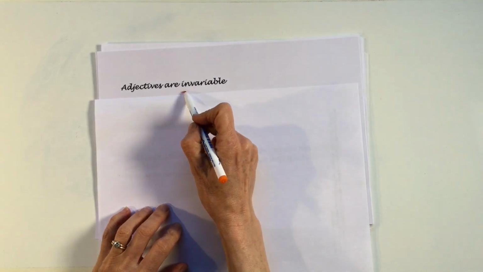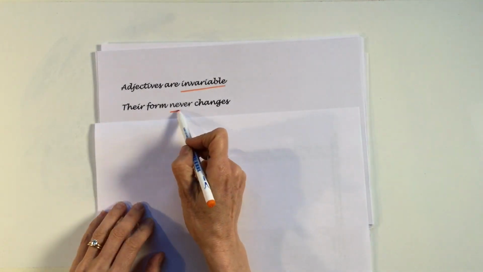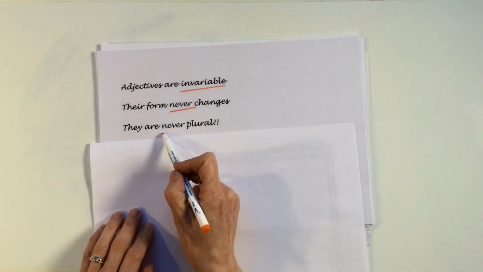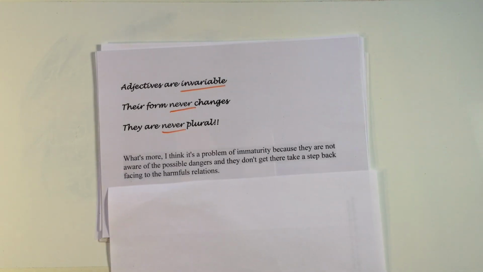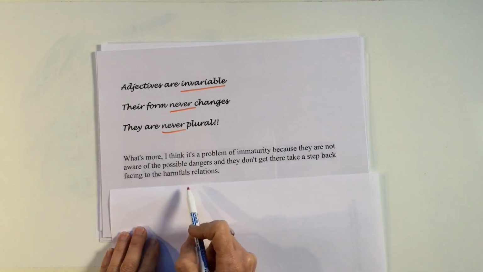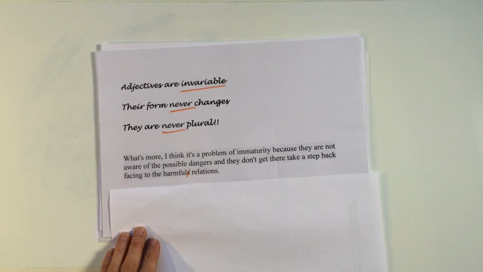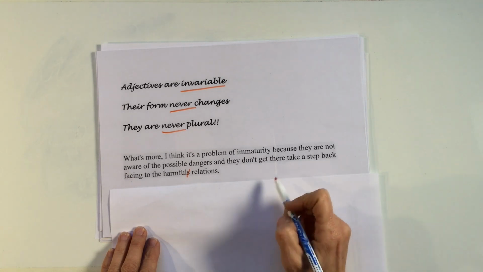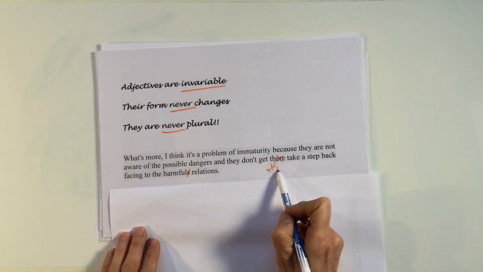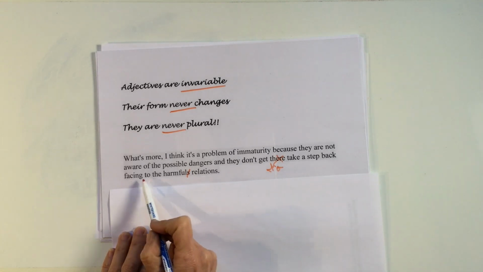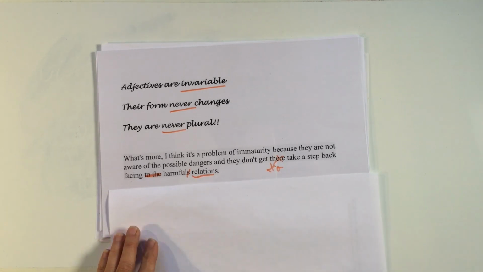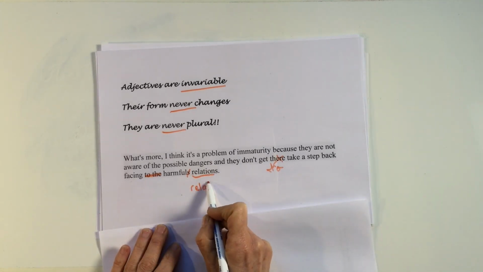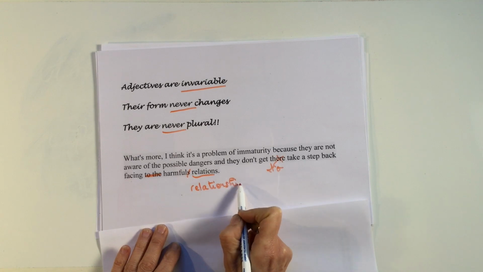Adjectives are invariable. It means that their form never changes. They're never plural. Here, then, talk about harmful relationships. And let me correct some other mistakes. They don't get to take a step back facing harmful relationships.